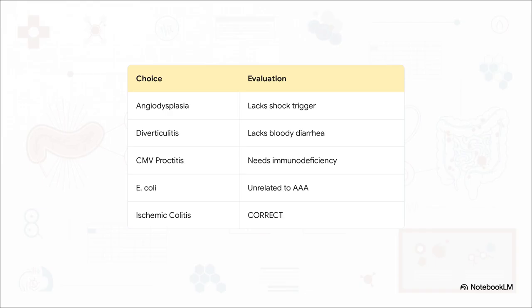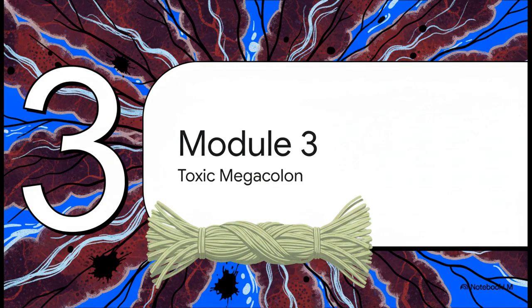Cytomegalovirus proctitis? Incorrect. That strictly requires a severely immunocompromised state. And E. coli O157:H7 is also incorrect. That's an infectious etiology that is completely unrelated to the isolated variable of a massive AAA repair. Module 3, toxic megacolon and smooth muscle paralysis. Now we're pivoting away from pure vascular insufficiency and diving headfirst into severe, fulminant inflammatory cascades.